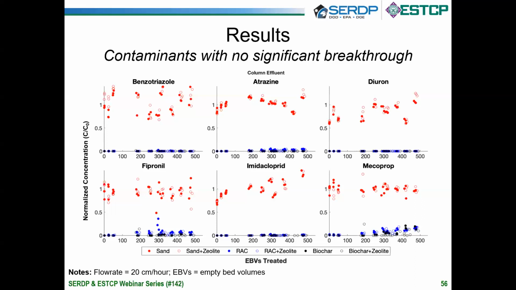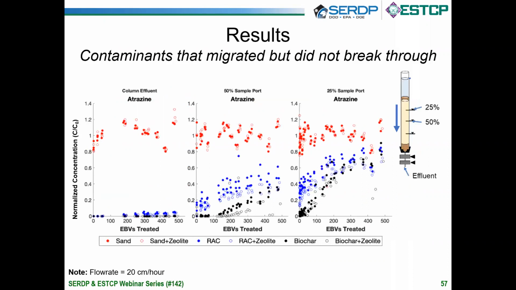Well, when we do the test, we can measure within the column near the inlet and the halfway point to see if chemicals are migrating down the column. And that's what's shown here in this slide, reading from left to right: the column effluent with atrazine, and then at the 50% port with atrazine, and the 25% port with atrazine. So this media depth was 60 centimeters, so this would be like at 15 and 30 centimeters.